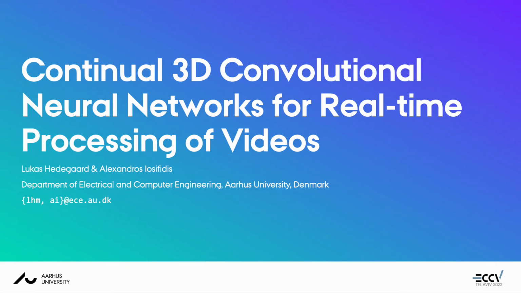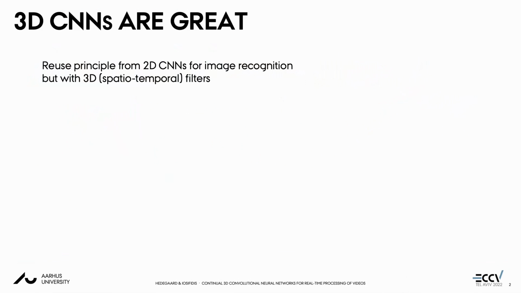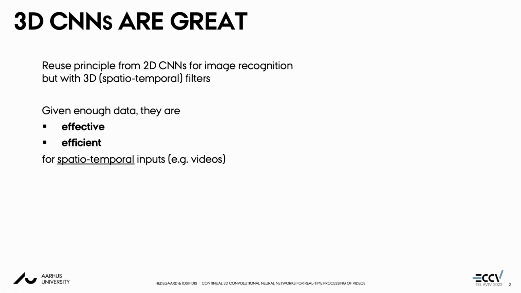This is a presentation of our paper, Continual 3D Convolutional Neural Networks for Real-Time Processing of Videos. 3D CNNs are great. They reuse principles from 2D CNNs for image recognition, but with 3D filters in place of 2D kernels. Given enough data, they are both effective, achieving high accuracy, and computationally efficient for spatio-temporal input data.